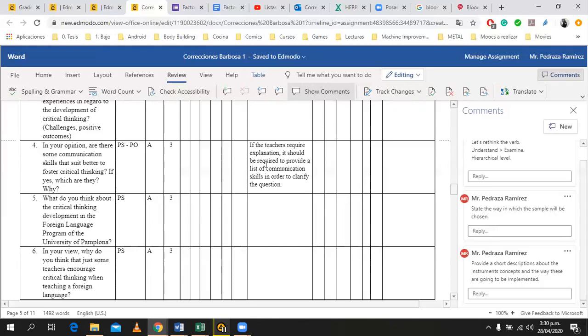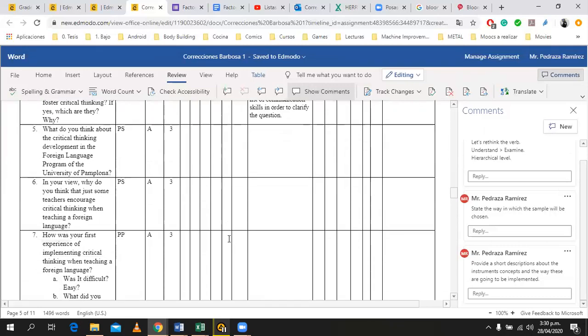foster critical thinking? So let's say they're going to say something like, okay, so which communication skills? So, communication skills such as this, and that. So for them to have a guidance. Okay. Okay, here. Number 5. What do you think?